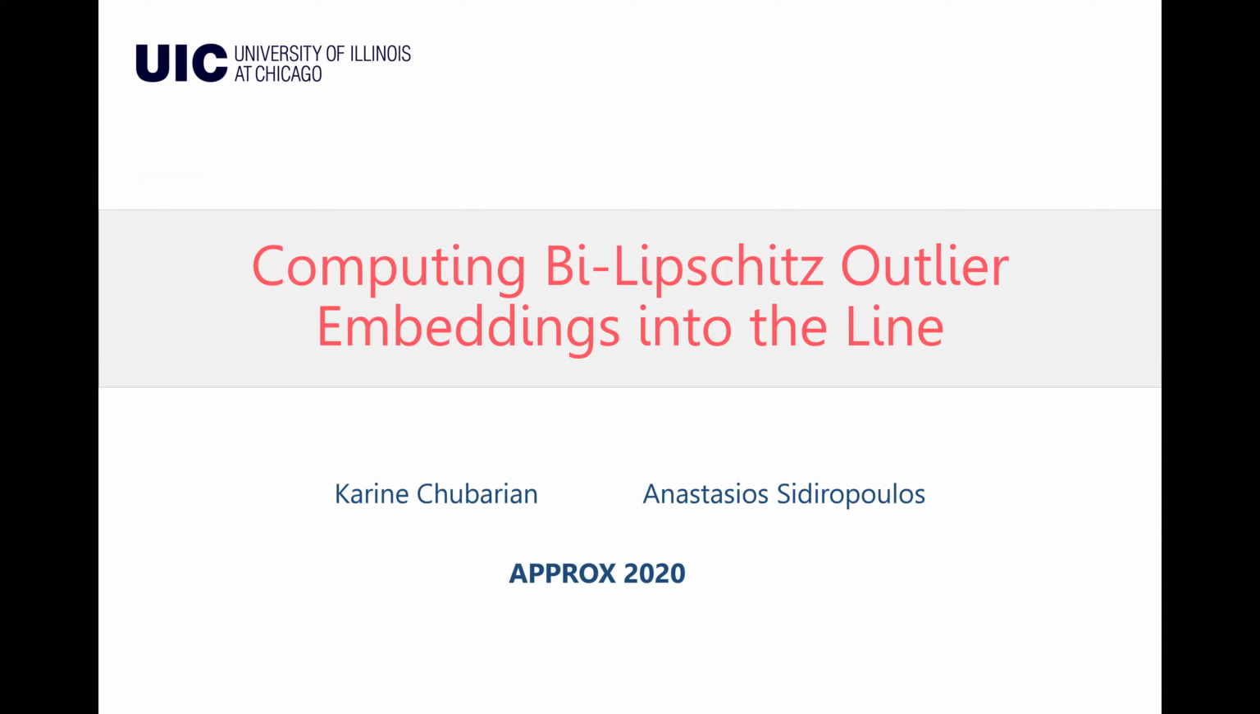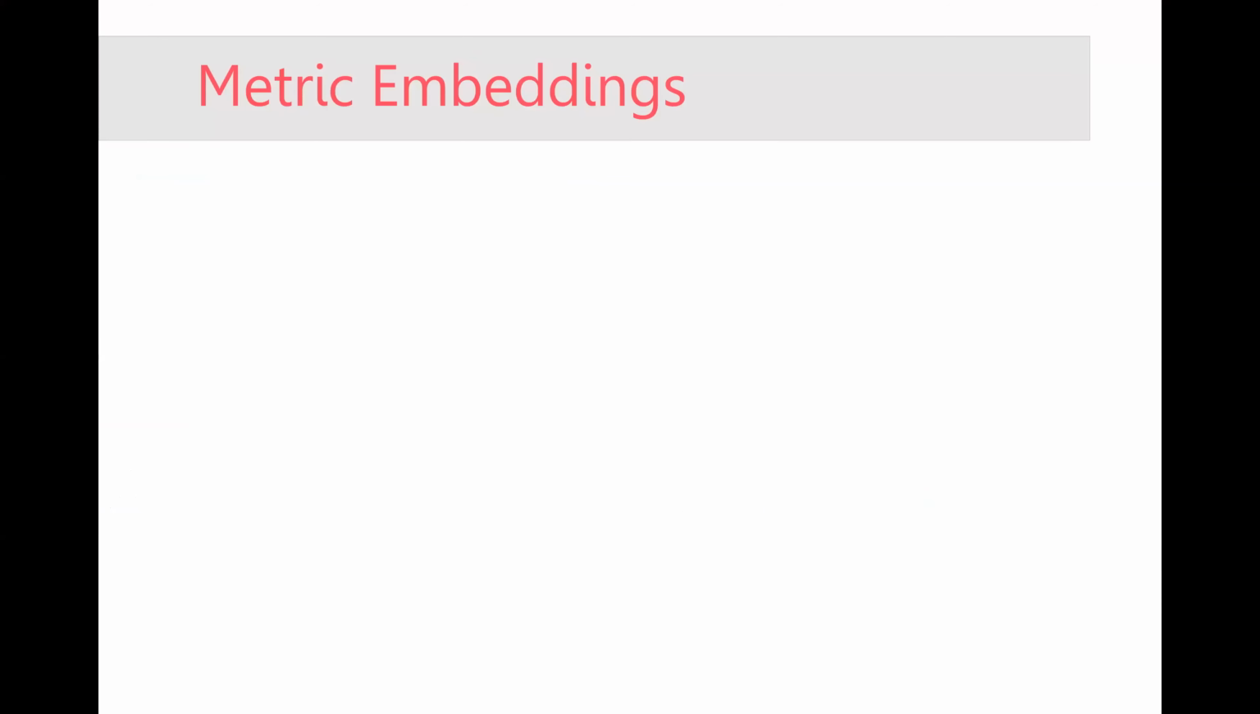Hello, everybody. It's a great pleasure to give this talk at the APPROX conference. This talk is based on joint work by Anastasios Sidiropoulos and myself. Both of us are from the University of Illinois, Chicago. First of all, let me talk a little bit about metric embeddings and what they are. Metric embeddings are basically a map from one metric space to another metric space, the host space, and we would like to know how well this map preserves some structural properties of the initial space.